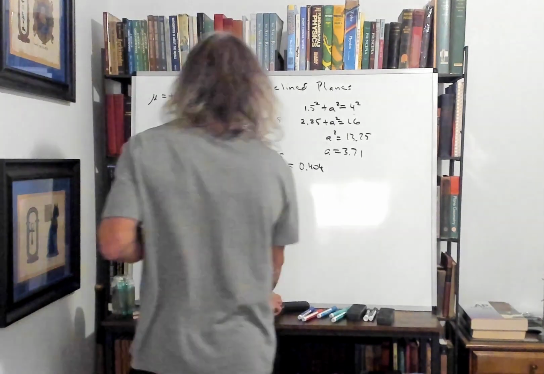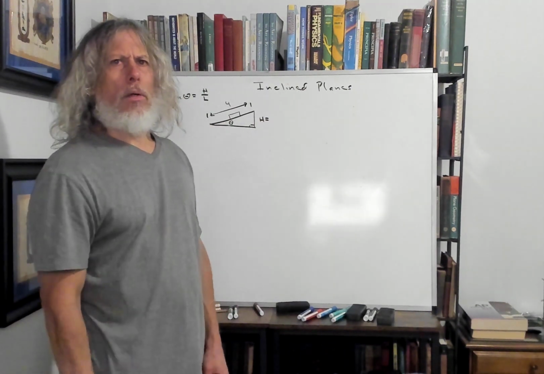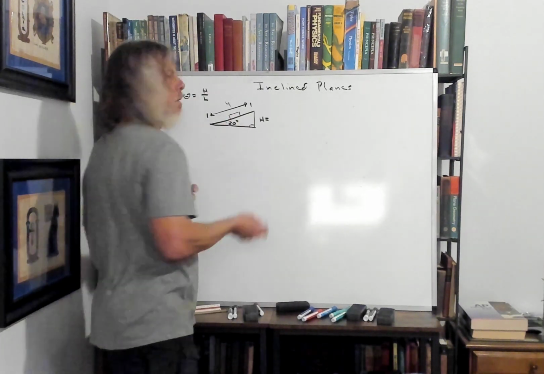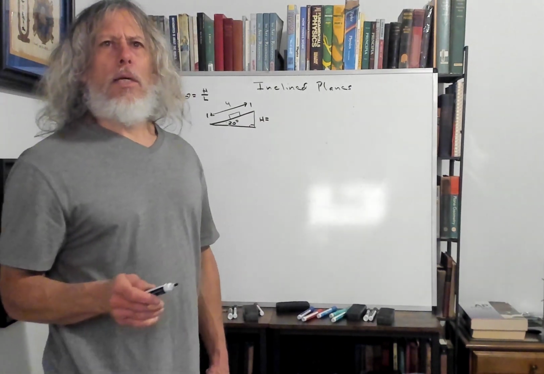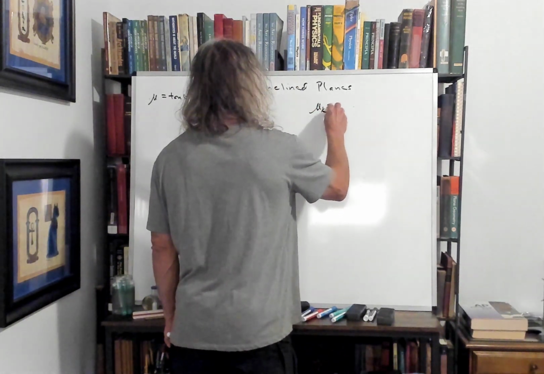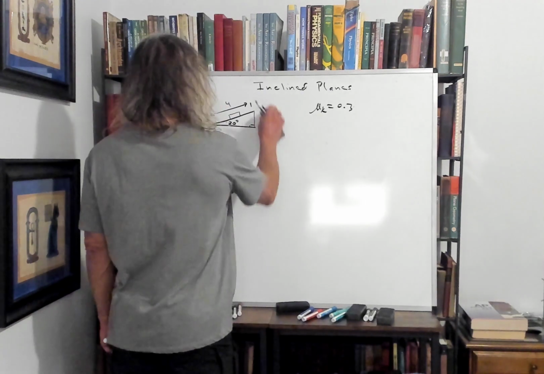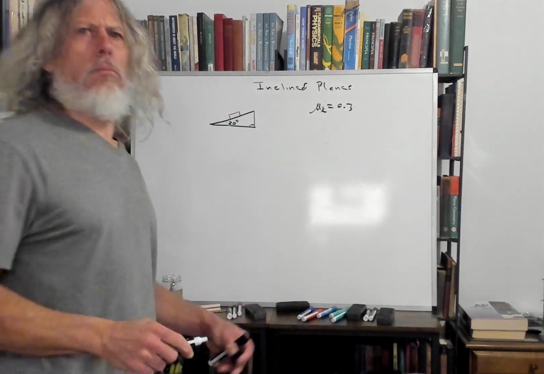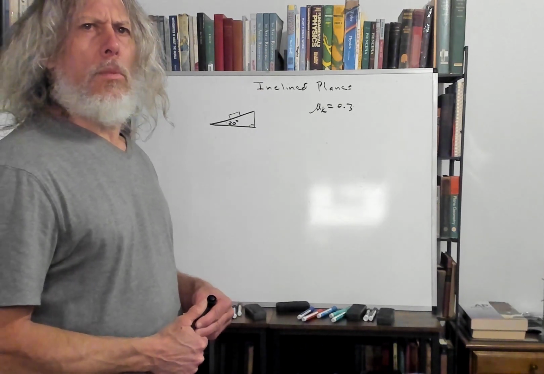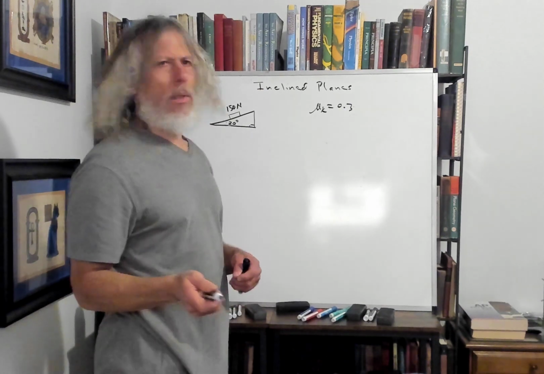Number 7. We have an inclined plane with an angle of elevation of 20 degrees. A carton weighing 150 is to be moved up the plane. The coefficient of friction is 0.3. What force is needed to move the carton up the plane at uniform speed? So the carton weighs 150 newtons, 20 degrees, 0.3.